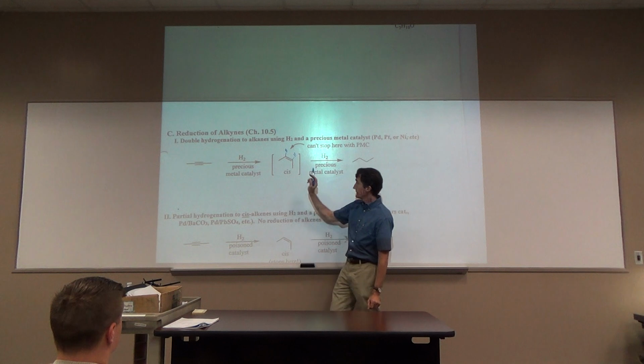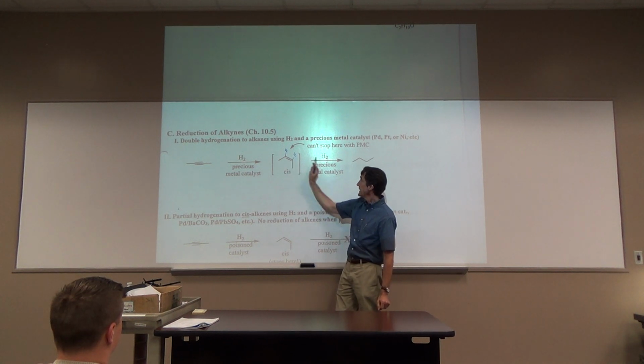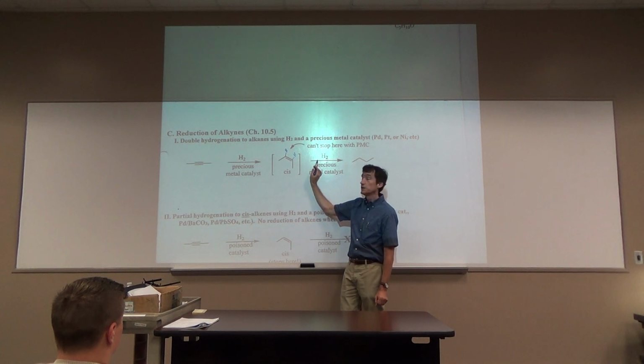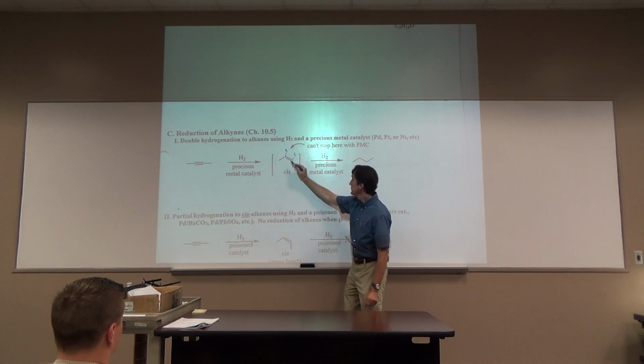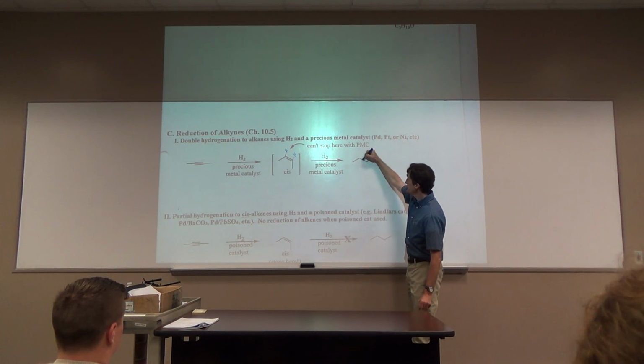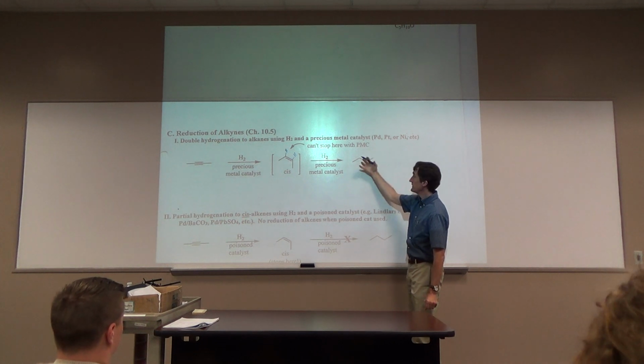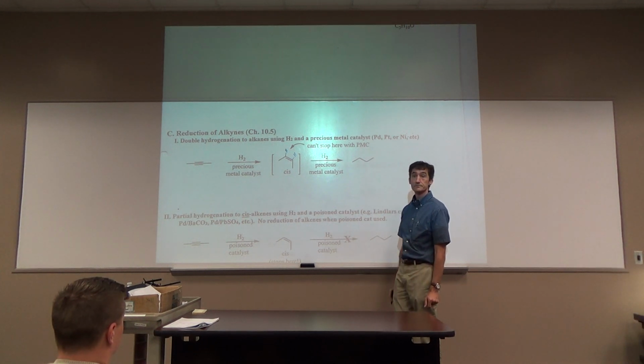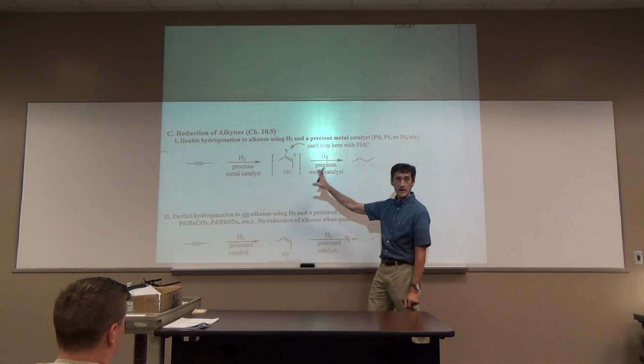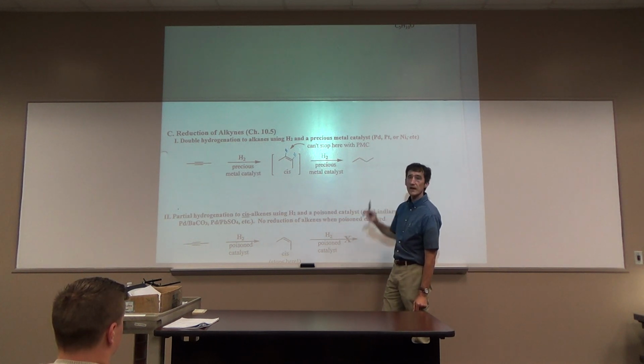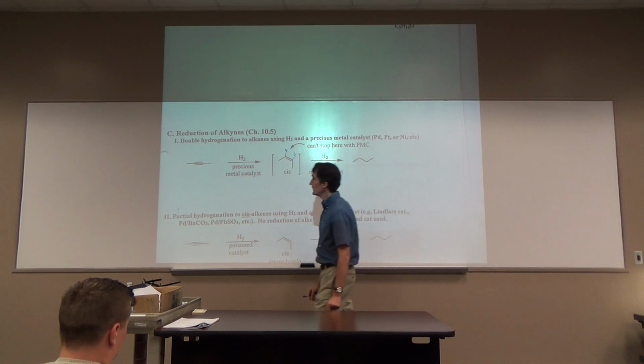But guess what? That's an alkene. Can alkenes react with hydrogen? Yeah, it can do it again, twice the fun. And when you add two more H's, well now each carbon has two H's, and it becomes just the alkane. So this would be sort of a double hydrogenation all the way down to the alkane. And we've totally reduced it.